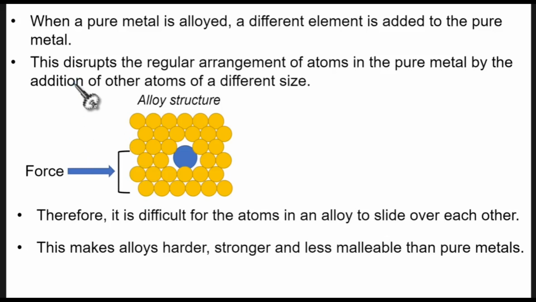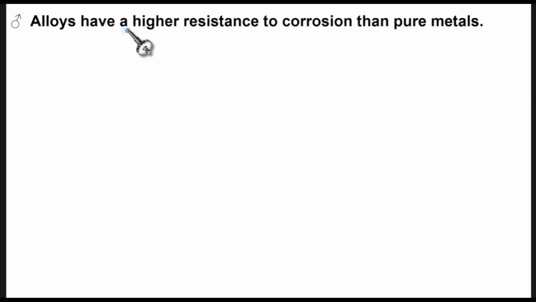Another advantage of alloys is that alloys have a higher resistance to corrosion than pure metals. Alloys usually are very strong in resistance. Like stainless steel, there are certain knives that are made of stainless steel. Even if they touch water, they don't undergo rusting or corrosion because they are made of alloy, which is stainless steel. So alloys have a higher resistance to corrosion than pure metals.